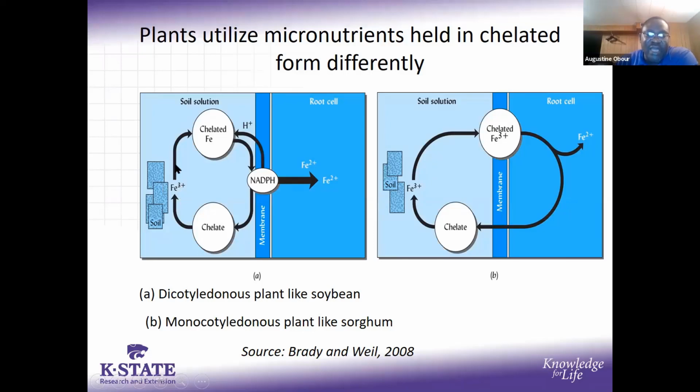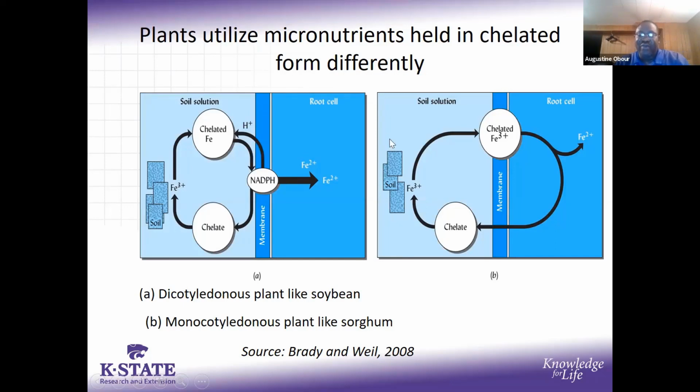This iron is then complexed with the organic molecules to form a chelate. Once this chelate moves to the root membrane, at the membrane, these strategy 1 plants are able to reduce the iron chelate, and then the chelate moves into the soil solution. And then the reduced iron moves across the membrane into the root cells. Once the chelate material moves into the soil, it can bind with another iron molecule, and the process is repeated.